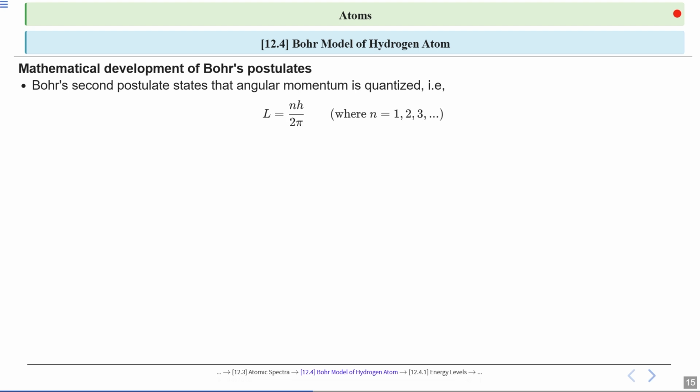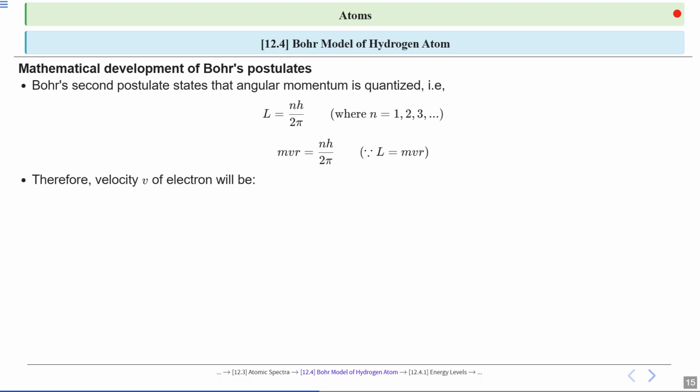The formula for quantized angular momentum is L equal to nh divided by 2 pi, where L is angular momentum, n is a positive integer called the quantum number, and h is Planck's constant, which is about 6.62 times 10 to the power minus 34 joule seconds. Since angular momentum L is also equal to mvr, where m is the mass of the electron in kilograms, v is its speed in meters per second, and r is the radius of the orbit in meters, we can set mvr equal to nh divided by 2 pi.